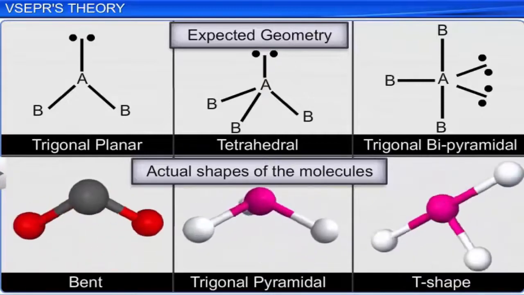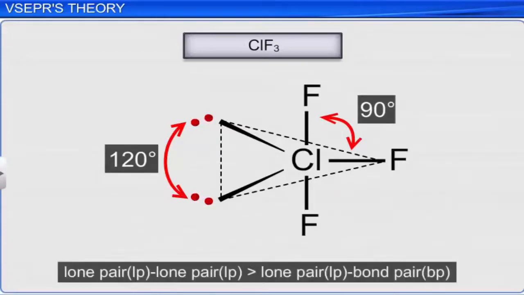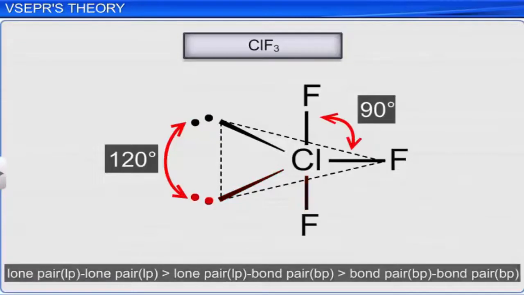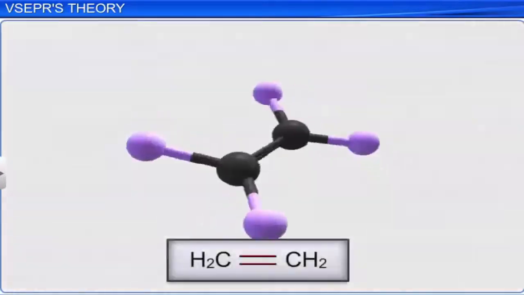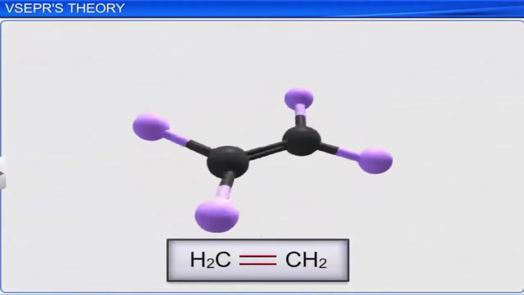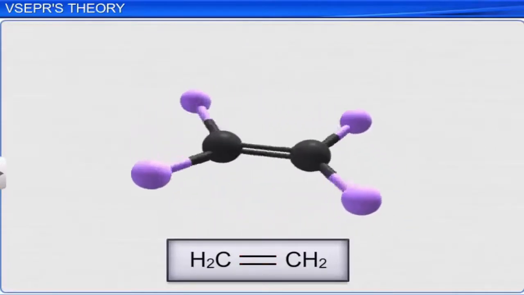In a molecule, the repulsion between lone pairs of electrons is always maximum. Thus, we can say that the repulsion between two lone pairs of electrons is more than that of a lone pair bond pair, which is greater than that of two bonded pairs. Assume a multiple bond to be a single electron pair. Therefore, the presence of multiple bonds will not affect the shape of a molecule.